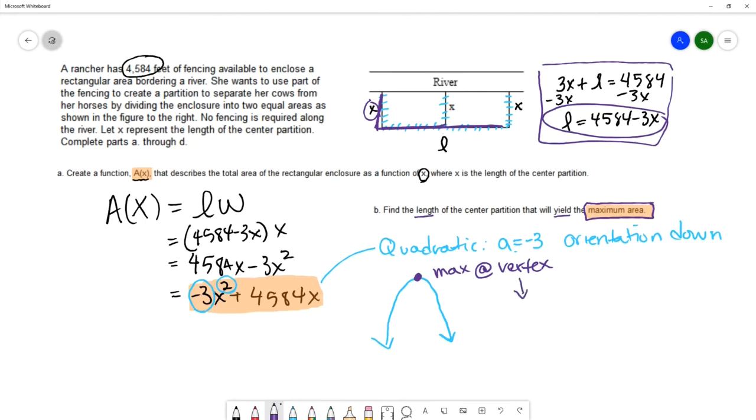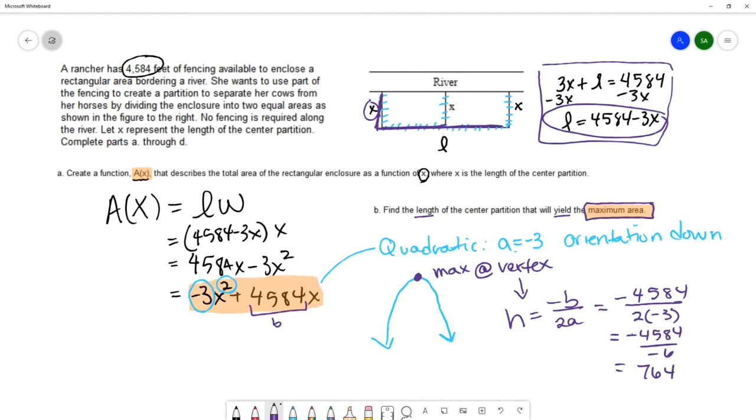Now we have a formula for finding the vertex, and this formula will find us the x-coordinate of the vertex. That's -b over 2a. And we have already stated that a is -3, and b is going to be 4,584. So we have -4,584 divided by 2 times -3. That's -4,584 over -6. And with my calculator, I get 764.